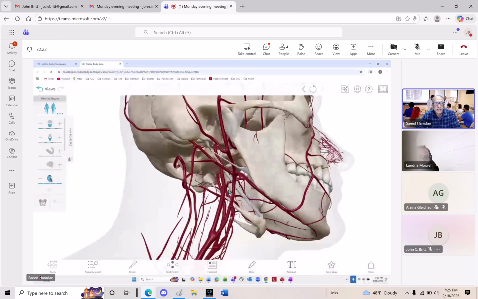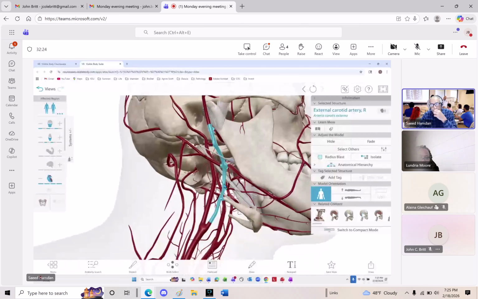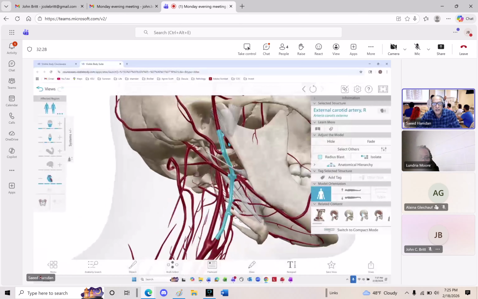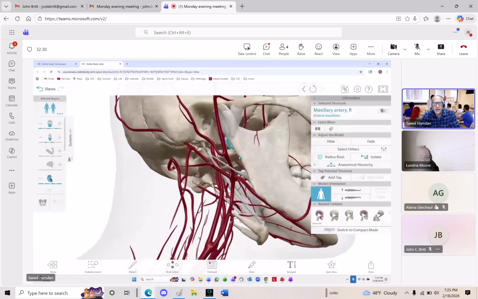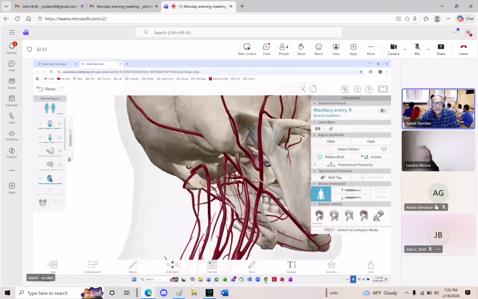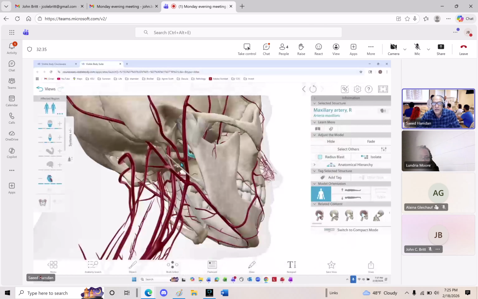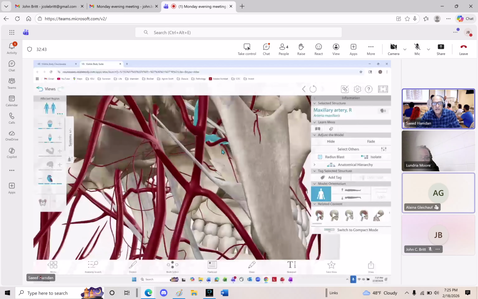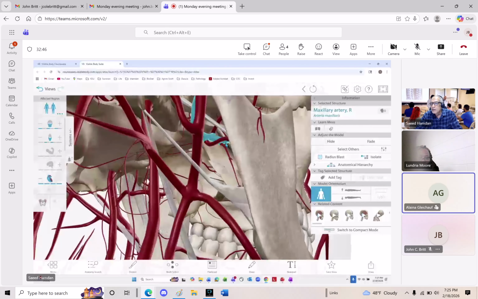So this is the external carotid, right? Agree? External carotid is going to give you this guy, which is going to go very deep in there. See this guy? It's the maxillary. I don't know if they have this in the anatomage table. So it's going to be your maxillary. That's the maxillary artery. Maxillary artery, so very deep.